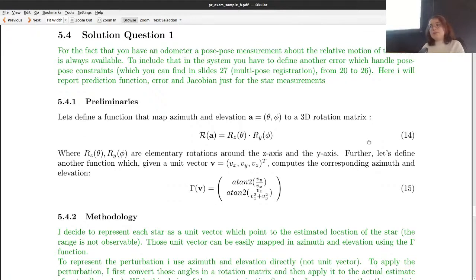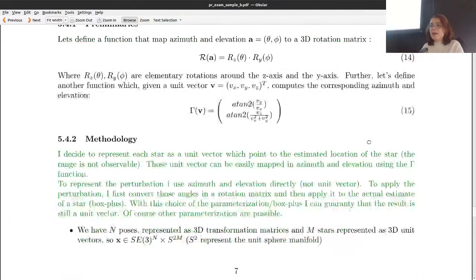In question 1, first of all, we need to take care of the representation of the stars, because while the robot pose is a usual element of the special Euclidean group of dimension 3, stars are identified by direction vectors, by directions on a sphere. Stars, we do not care of the distance of the stars, so we only identify them by a direction vector. Meaning that stars are elements of S2, which is the unit sphere manifold. As I was mentioning, we have already seen this in an exercise on registration. So you should be familiar with this.